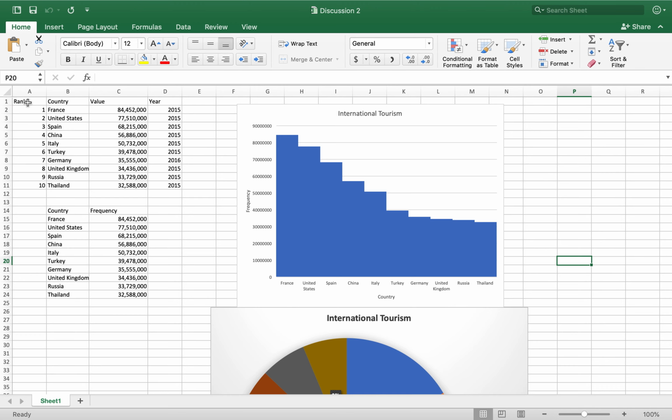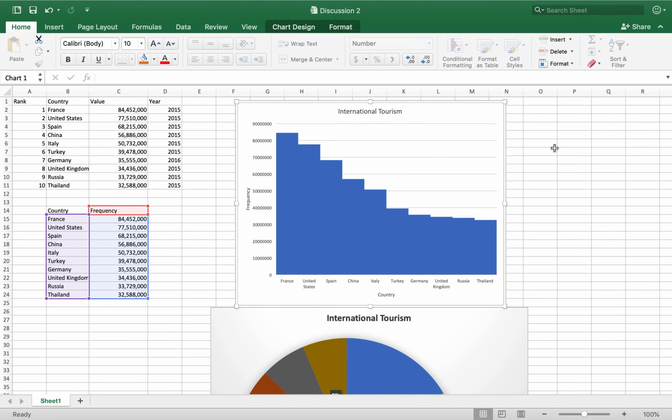And as you can see, there are a couple that have 2016, or maybe I think it's just one that is 2016. So they must not have had data for 2015. Anyway, France was the most visited country in 2015, and Thailand was the least visited country in 2015. And then I went down here and created a frequency table to make it into a histogram. So I took this information and put it into this chart, this histogram.